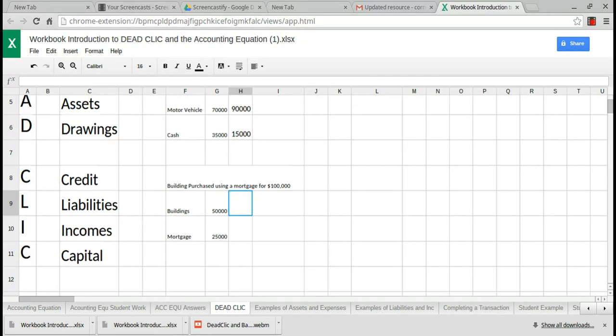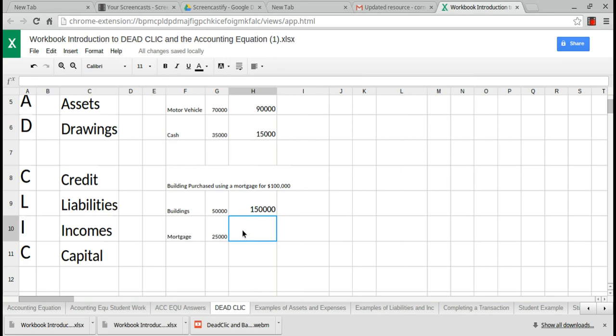Second example, business has got buildings worth $50,000 and it's got a mortgage already for $25,000 and it's going to buy another mortgage. So it's going to increase the value of its buildings by $100,000, giving it $150,000 worth of buildings, and it's also going to increase its mortgage by the same amount, so that's going to give them $125,000 worth of mortgage.